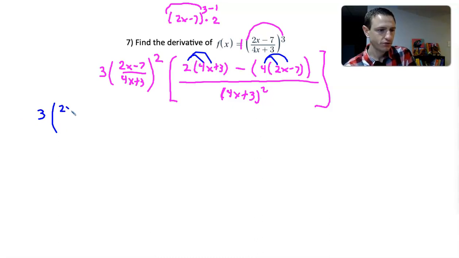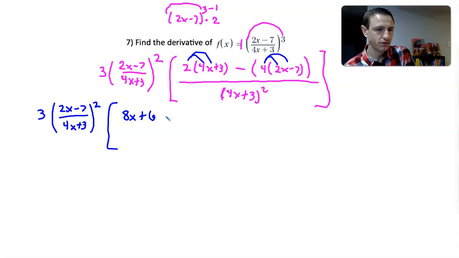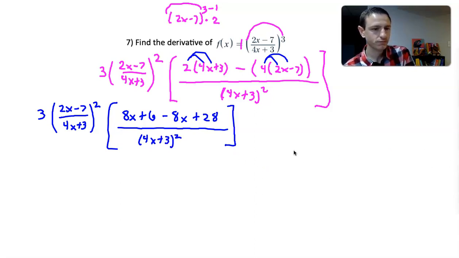So (2x minus 7) over (4x plus 3), raised to the second. And then I did 2 times 4, which is 8x. 2 times 3, which is 6. Distributing the negative 4: negative 4 times 2 is negative 8x. Negative 4 times negative 7 is a positive 28, over (4x plus 3) squared. Nice. I am liking what I'm seeing because of this. Look at this. 8x minus 8x. Gone. 8 minus 8 is 0. Then I have 6 plus 28, which is going to be 34.